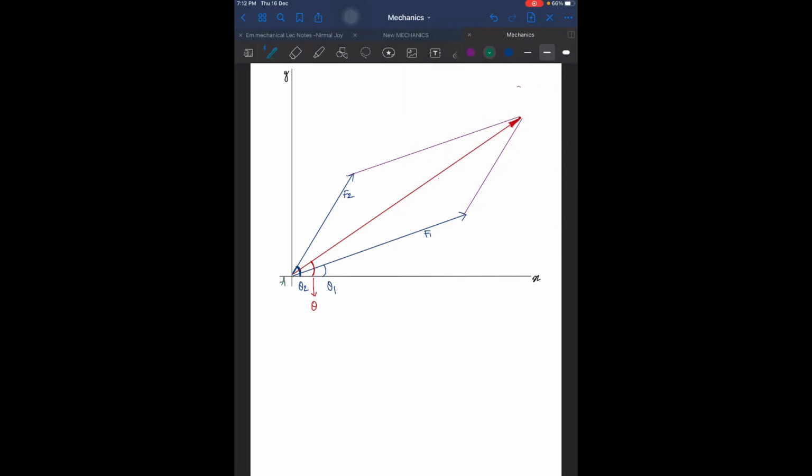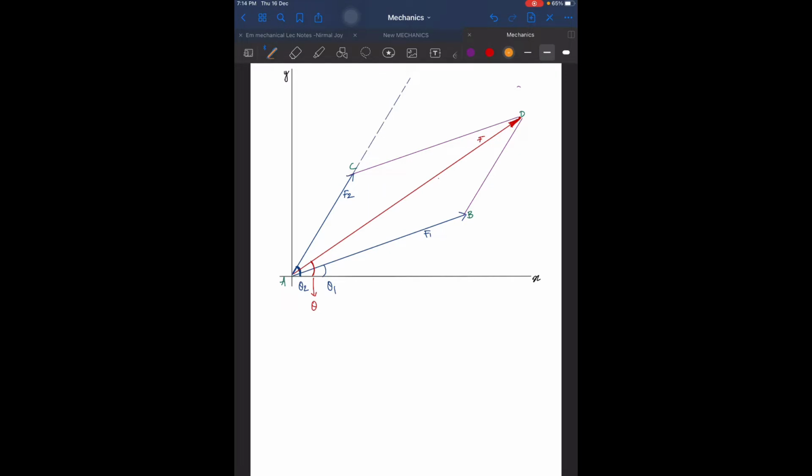Let me give some notations, some markings: A, B, C, and D. So AB is a force of magnitude F1, AC is another force of magnitude F2, each making theta 1 and theta 2 with respect to the horizontal or the x-axis, and AD is the resultant of F1 and F2, and the magnitude of the resultant will be F. Okay, so I hope that much is clear to you.